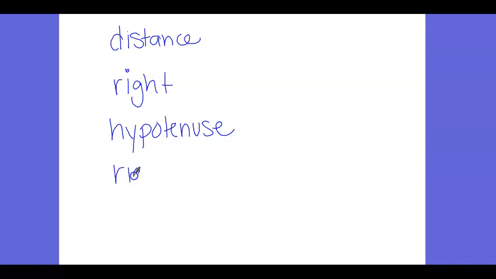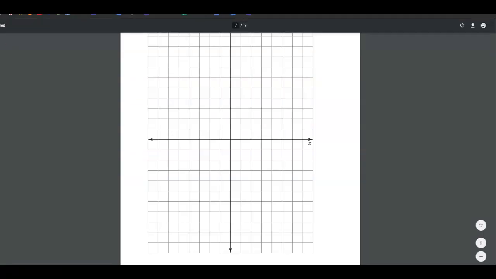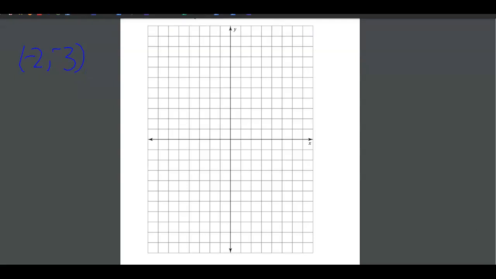of the right triangle. Therefore, the Pythagorean theorem can be used to find the distance between any 2 points on the graph. And then you're given example 1, and you have to find the distance between -2, -3. The distance between -2, -3, and 3, 4.